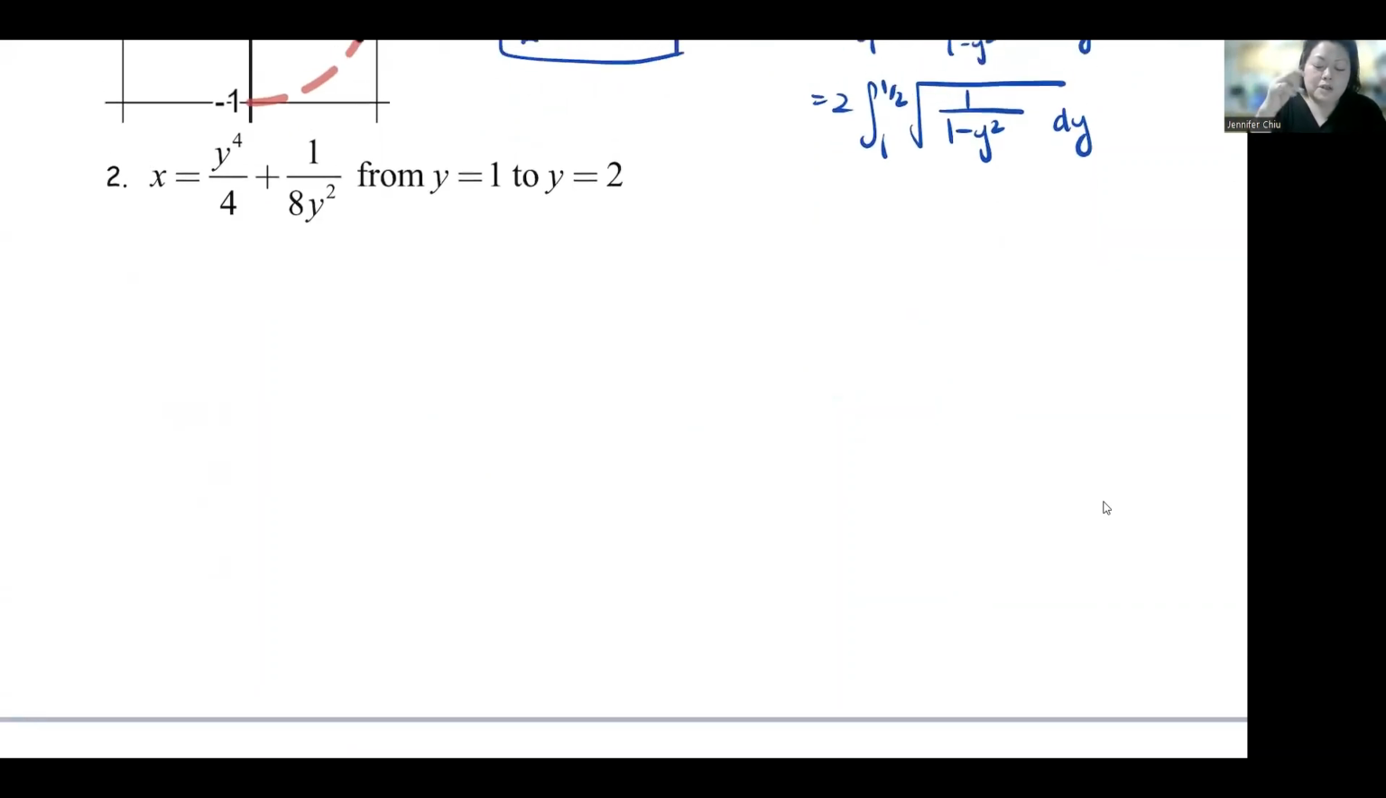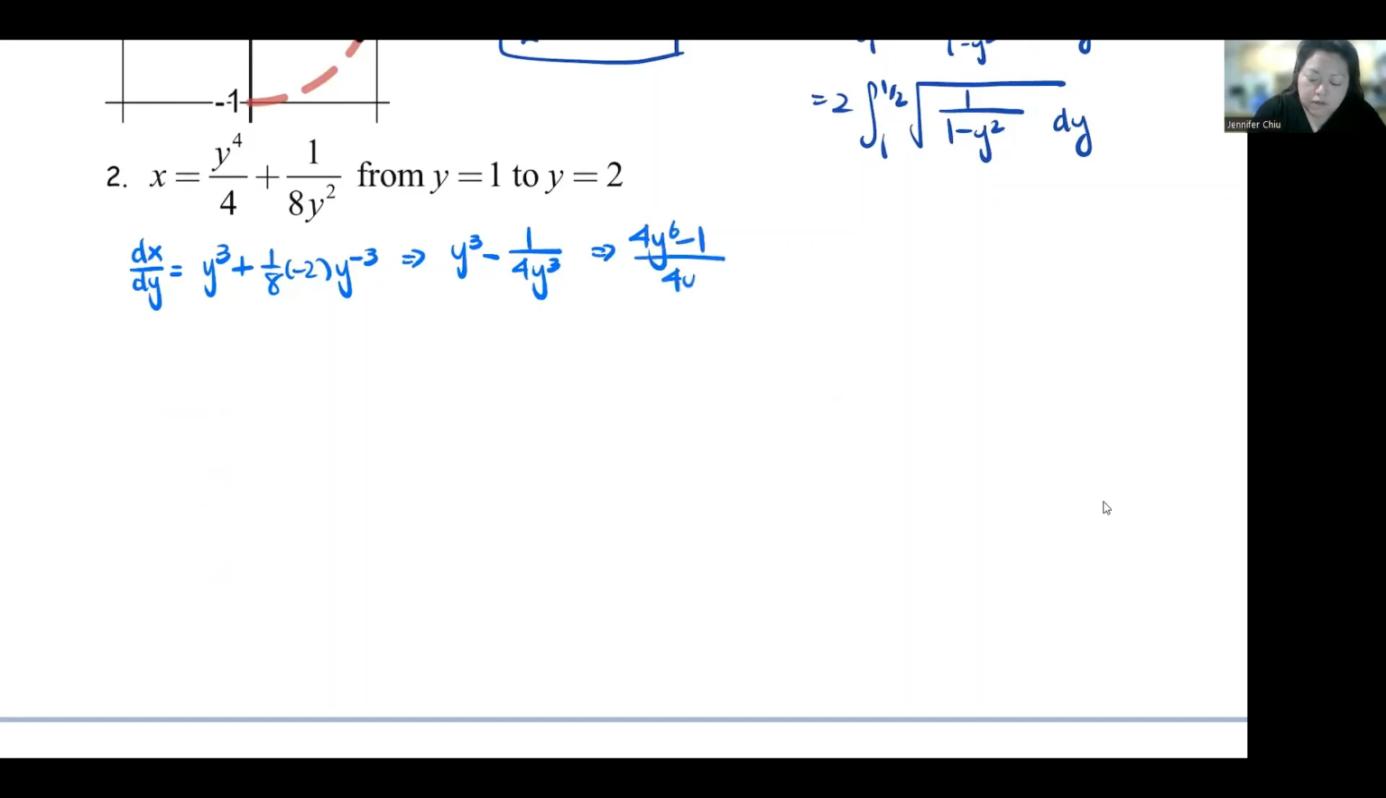All right, so here's my curve, and I'm trying to find the arc length from y equals 1 to y equals 2. So first thing I'm going to do is, of course, find the derivative. So the derivative is going to be y to the 4th times 1/4, so y cubed, and then this is 1/8 y to the -2, so minus 1/4 y to the -3, right? So y cubed minus 1/(4y cubed). Okay, cleaning up a bit. Because I'm going to square this, I would recommend to go ahead and make it into one fraction right now. So if you do your crisscross applesauce, you get (4y to the 6 minus 1) all over 4y cubed.